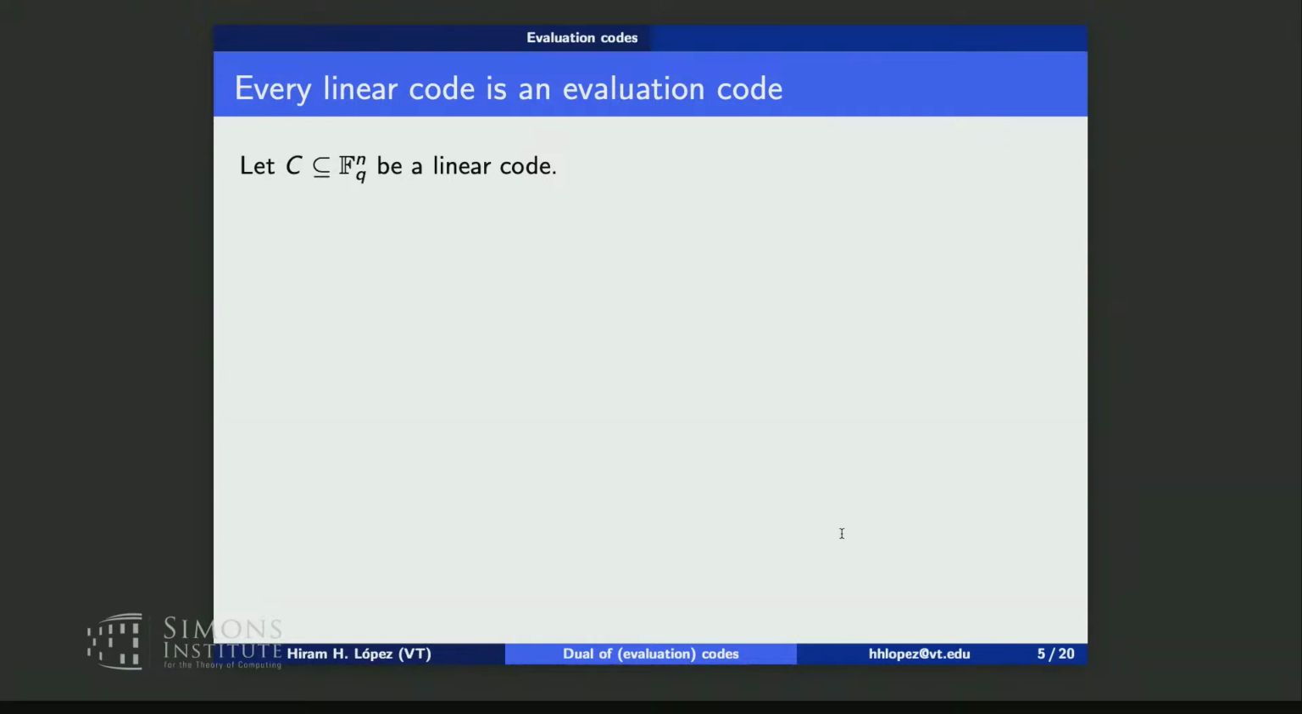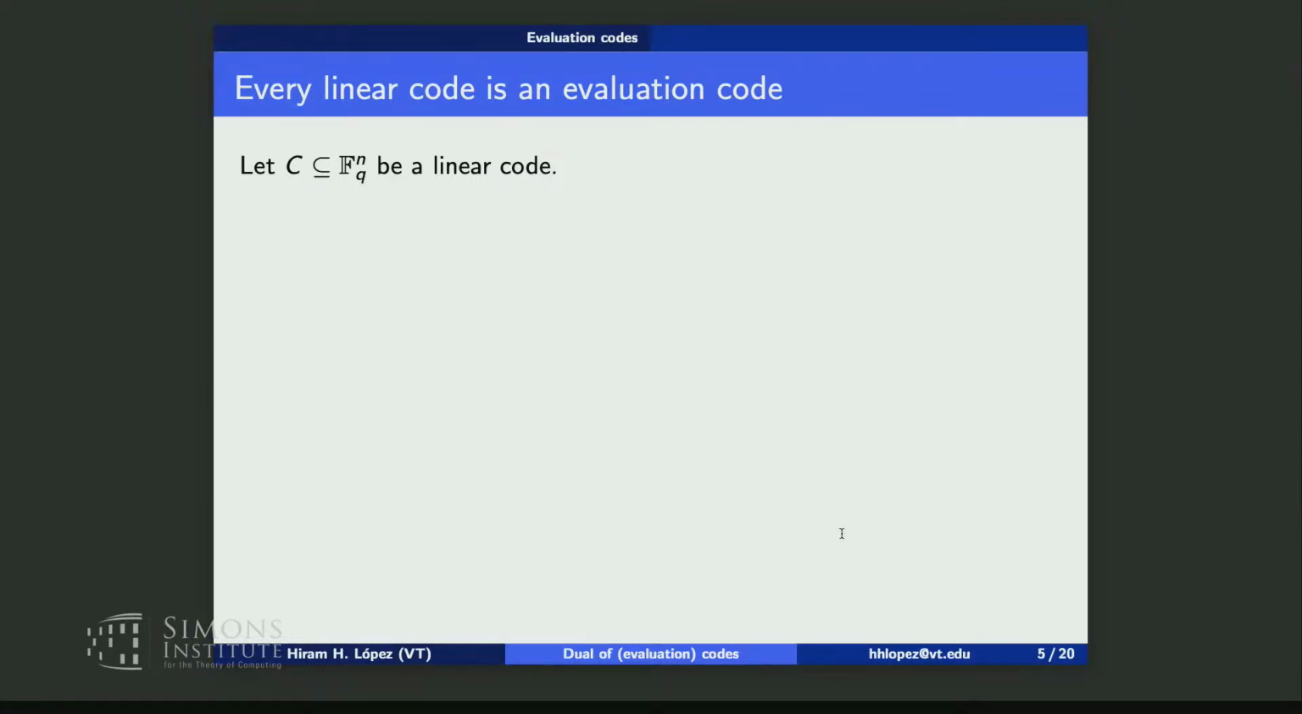You have an LDPC code, which means that you have a sparse matrix. If you find the evaluation representation for the sparse matrix, you have polynomials of higher degrees, right? Because you have a bunch of zeros. So if you have a matrix and you have no idea if there exists a sparse representation for that matrix, find the polynomials that represent every code word. And if you have only low degree polynomials, you cannot find a sparse representation for the matrix. So what I want to say is that any code is an evaluation code. And how can we see this? Well, let's say that we have the code.